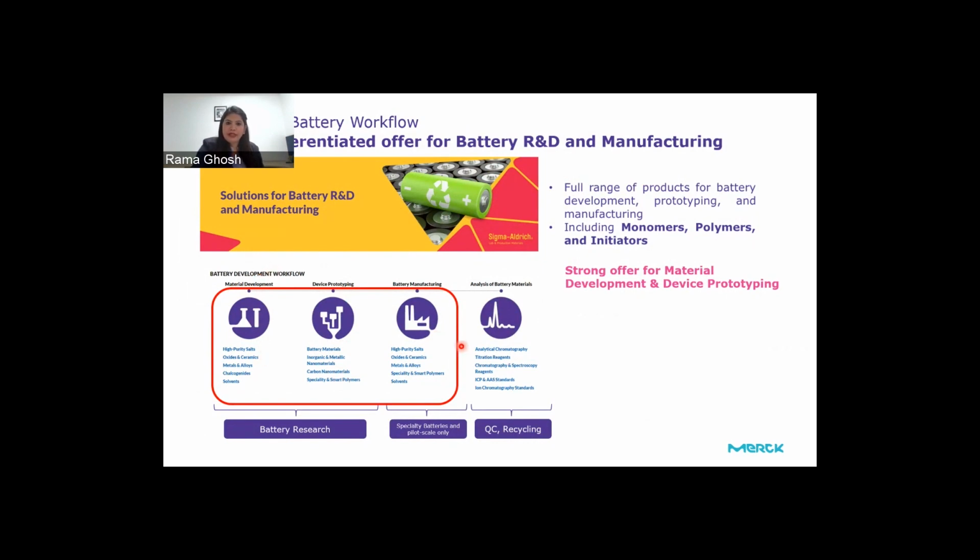And for battery manufacturing, or you can say pilot scale, here also we are supporting in some cases bulk, especially high purity salts, oxides, ceramics, alloys, solvents, electrolytes. And to analyze your battery, sometimes QC and recycling is there. So a lot of analytical grade products are also available. ICP, AAS, mass, or Karl Fischer reagents are also available.